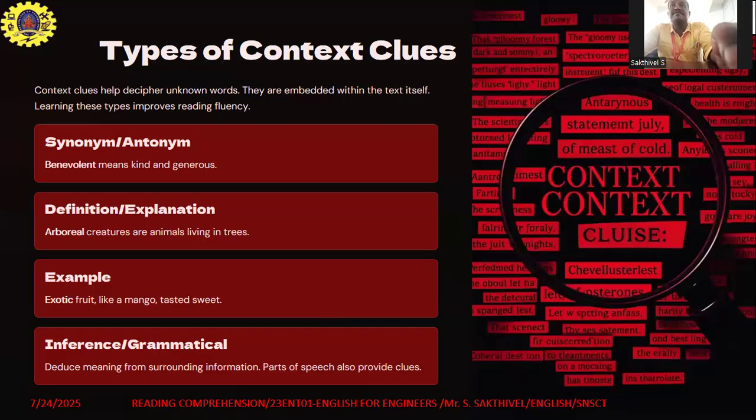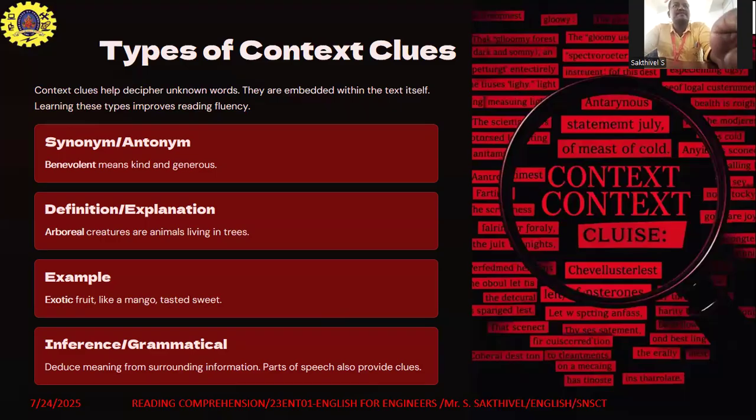And they are embedded within the text itself. There is no other place outside; it is always available within the text. That is what we say: read within the text, between the lines, between the words, search among it. These are the very famous sayings that we have seen all these days. Learning these types of clues will definitely help us improve our reading fluency. In what way will these help us develop our fluency? Let us see in this slide.